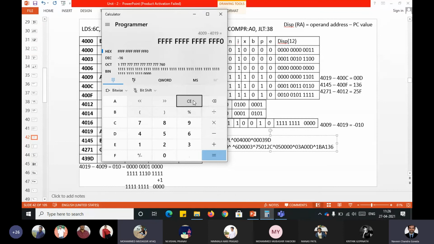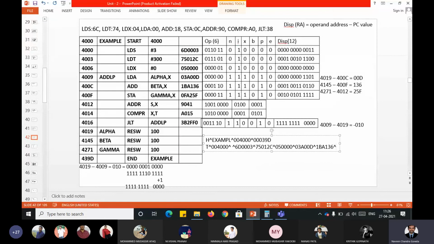Okay, so 1BA136, again 0FA25F, then again 9041, followed by A015, followed by 3B2FF0. So these are the different object codes in the text record.